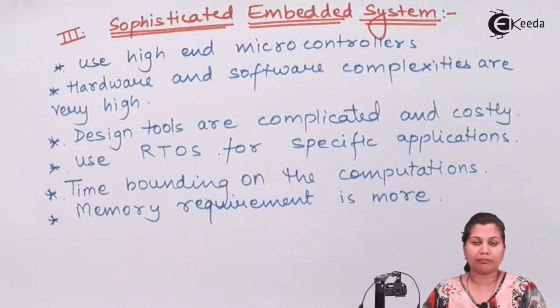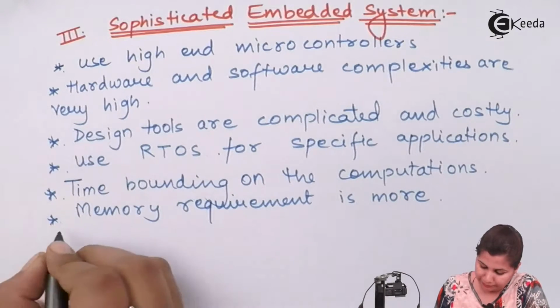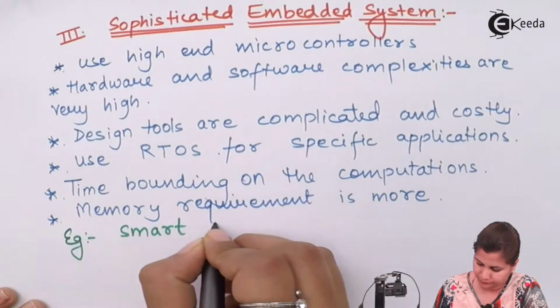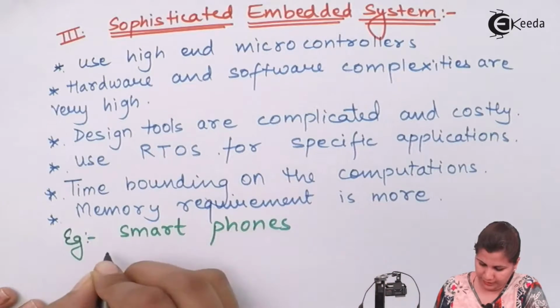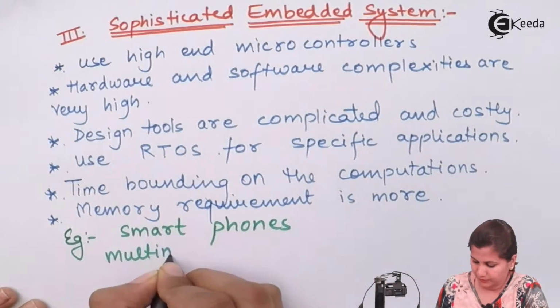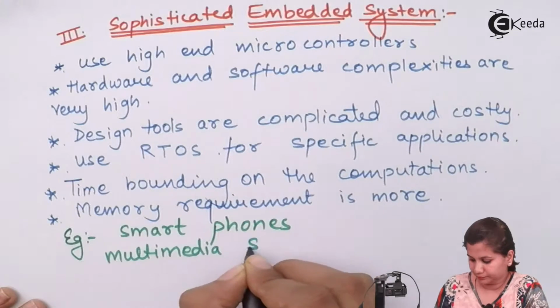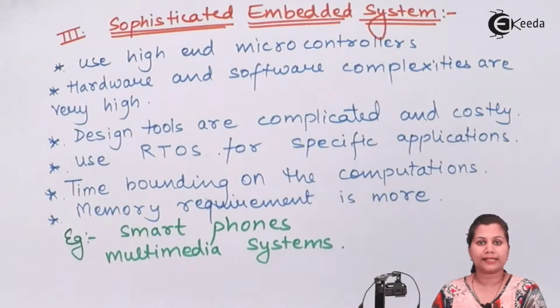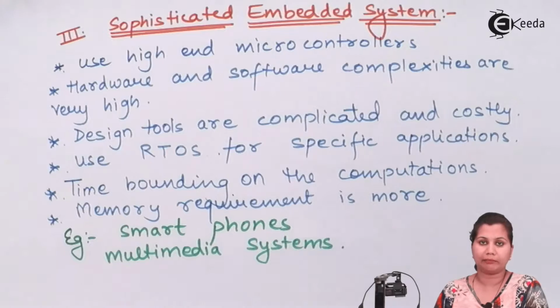So the sophisticated embedded systems are the most complicated and costly ones because they use very high-end microcontrollers. Their complexity is more, and the design tools are also very costly. Examples of such systems are smartphones and multimedia systems. So these are the examples of sophisticated embedded systems.